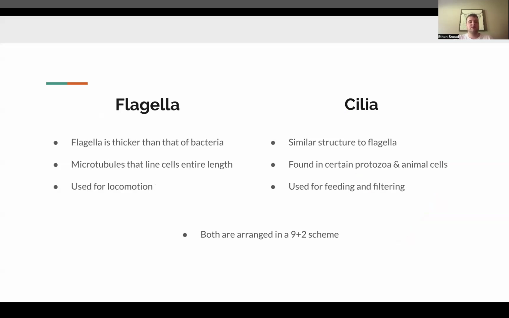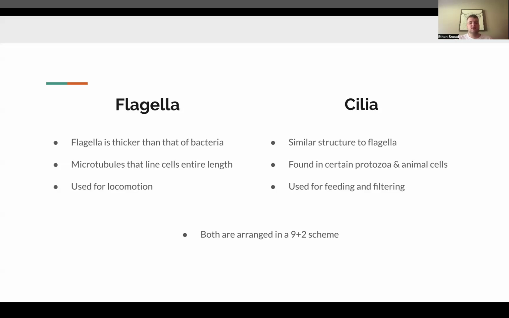The first structure we're going to discuss is the flagella. The flagella is also included in bacterial cells, but the flagella in eukaryotic cells is different than that of bacterial cells, as it is 10 times thicker and more structurally complex. The flagella of eukaryotic cells also is covered by an extension of the cell membrane. The flagella is made up of microtubules, and these microtubules line the entire cell. The microtubules have a cylindrical shape, they are hollow, and they are evenly spaced. And the microtubules of the flagella are used for locomotion.